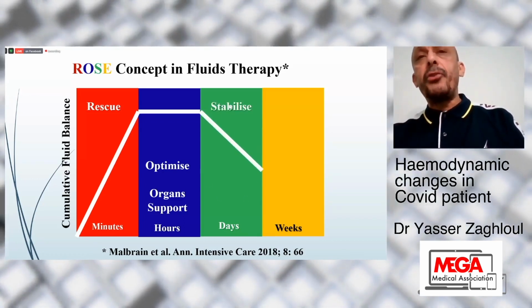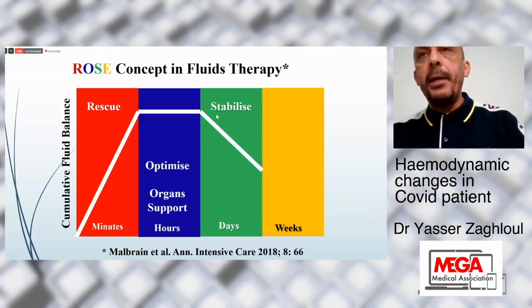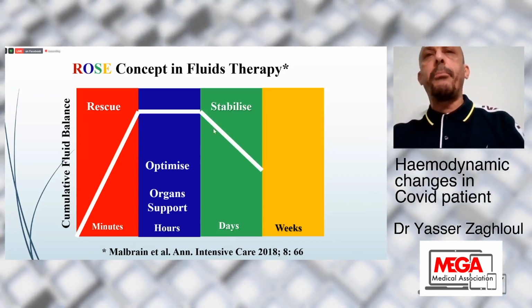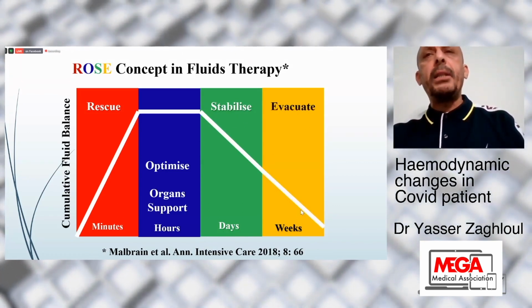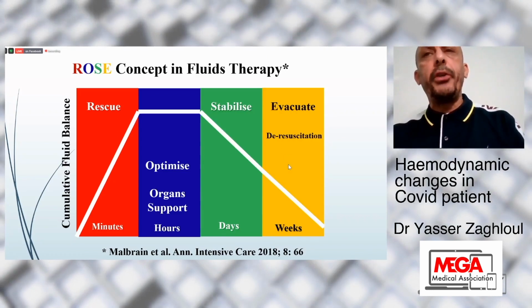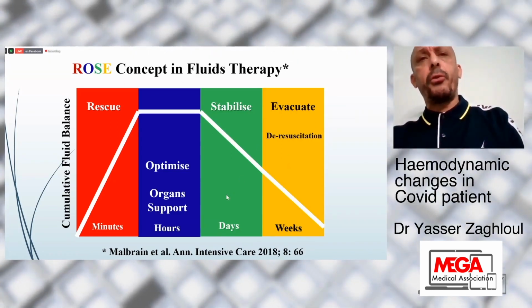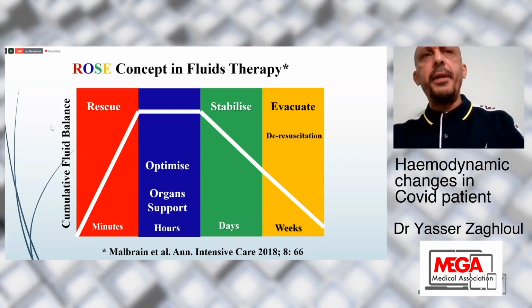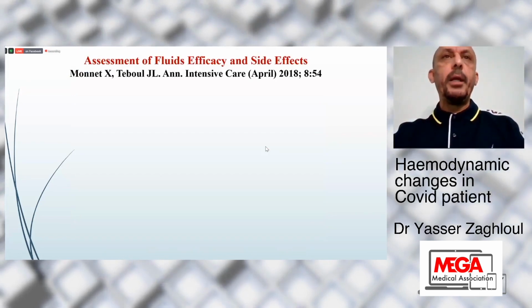Days after that, the patient is now stabilized in ICU. You have to keep him in the negative balance, either by diuretics or by hemodialysis. And within weeks, you have to evacuate your patient. So this is the ROSE concept in all types of shock, not in COVID patients only. Resuscitation, optimization, stabilization, then evacuation.